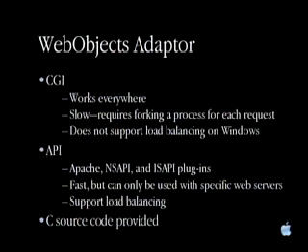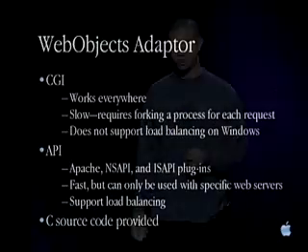The API adapters are plugins. We have plugins for Apache, NSAPI, which is for Netscape's iPlanet, and ISAPI, which is for Microsoft's Internet Information Server. They're fast, but they can only be used with those specific web servers and only on specific platforms. Their major advantage is that all of the API modules support load balancing, and we'll talk about load balancing in just a second. All of the WebObjects adapters are written in C. We provide the source code so that you can modify them, you can adapt them, you can tweak them. If you make them better, tell us, and hopefully we'll incorporate the changes.